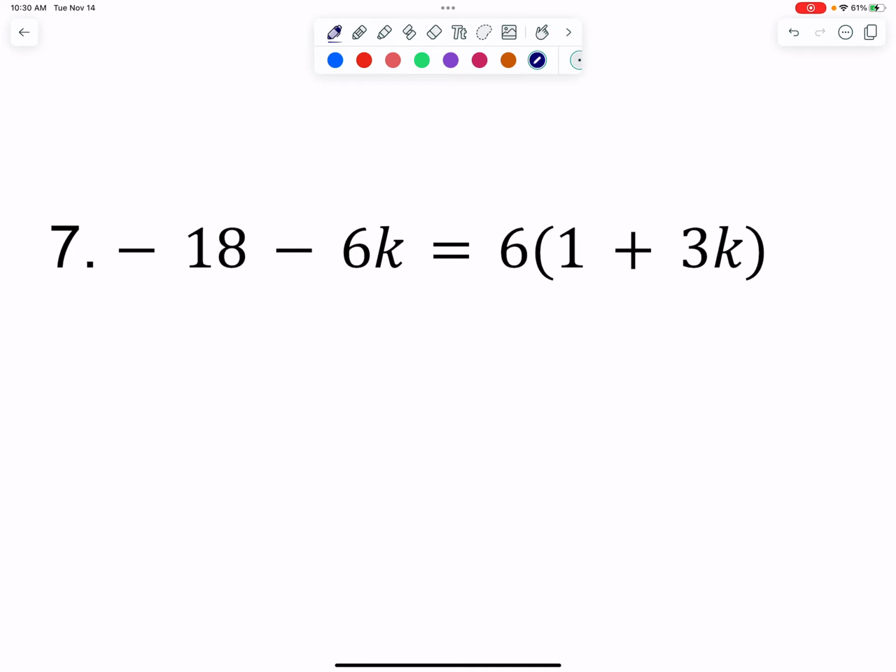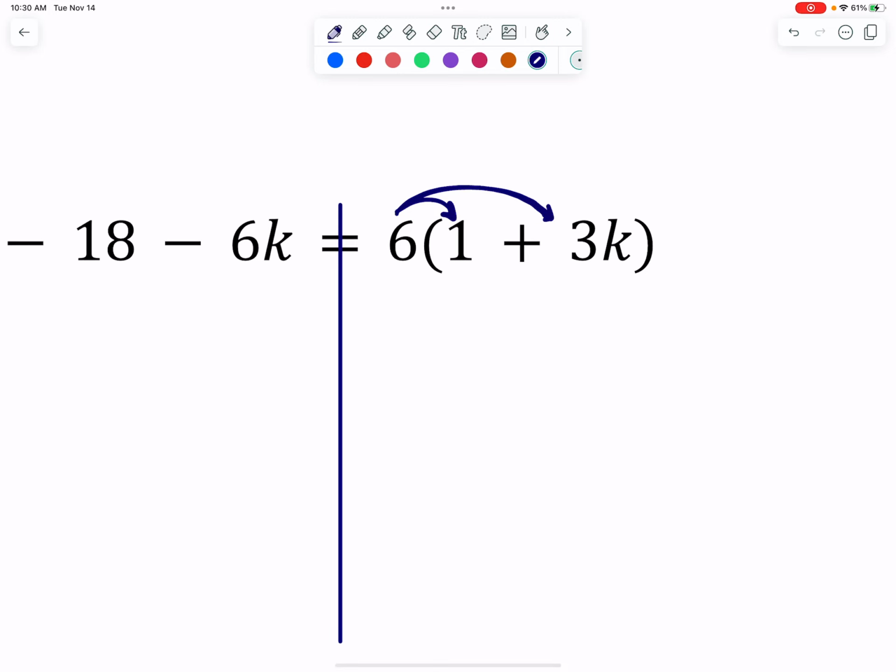For 7, the first thing I notice is over here. I need to use the distributive property, so that's where we're going to start. I'm going to put in my line. And I need to distribute the 6 to the 1 and to the 3k. Well, 6 times 1 is 6. 6 times 3 is 18, and I stick the k on the back.